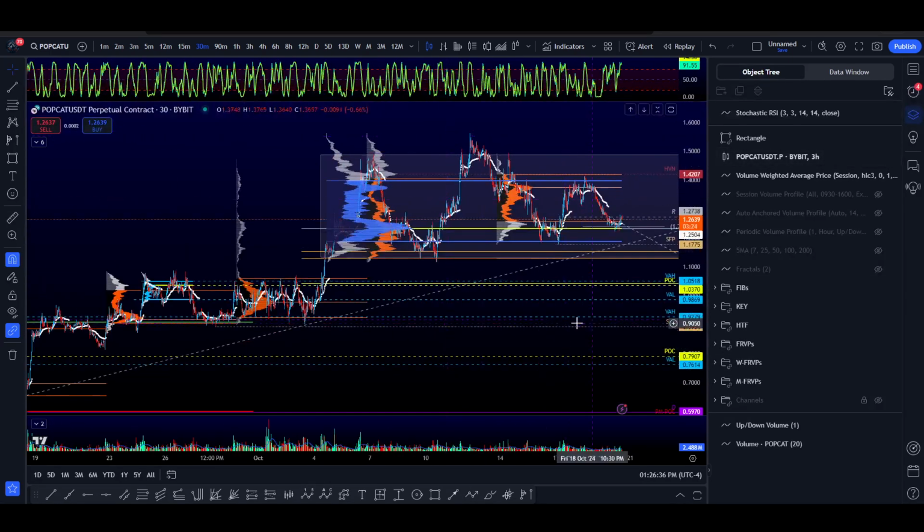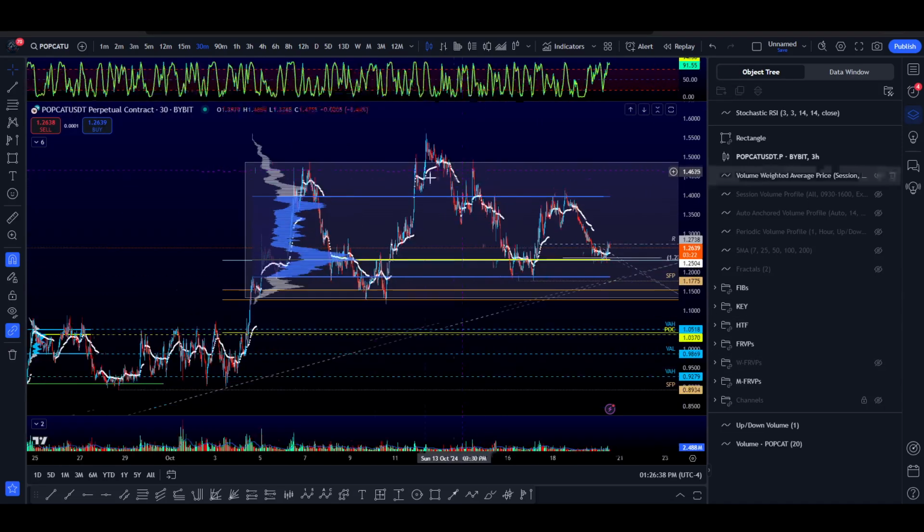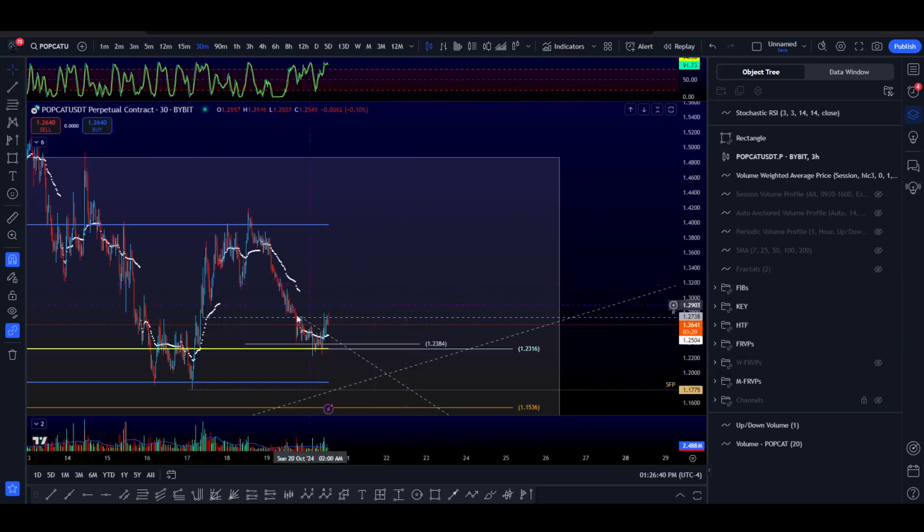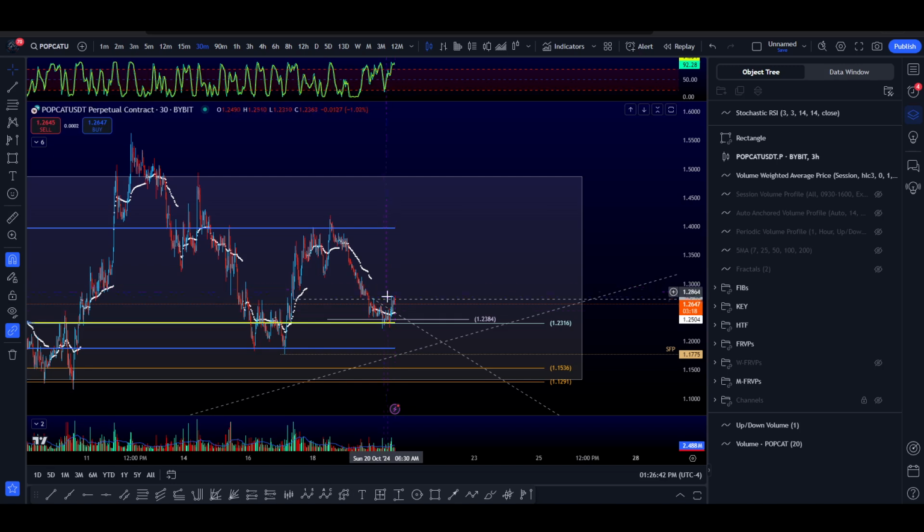Yes, so the fixed range volume profile pulled of this upper range, you can see we also tested the point of control. So this is enough confluences. We have 1, 2, 3 confluences, I guess 5 if you consider the breakout as well, to pretty much enter a scalp long.